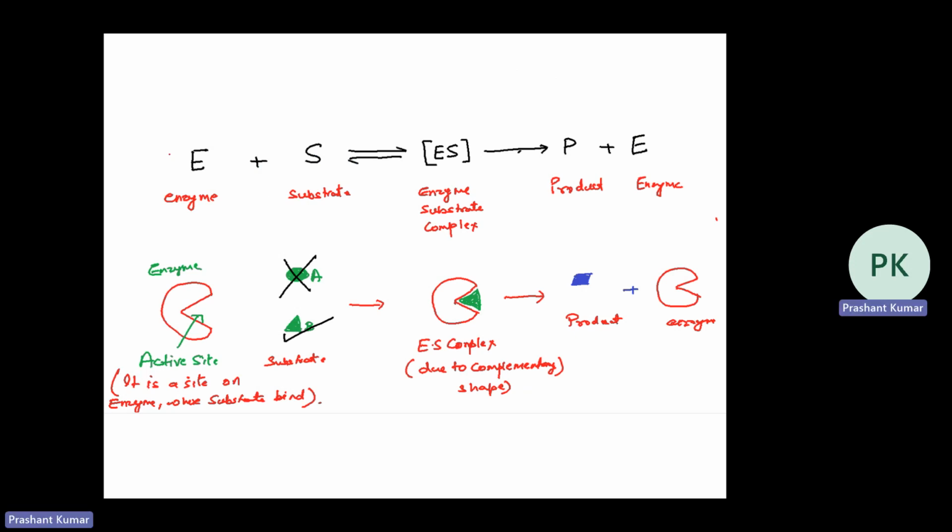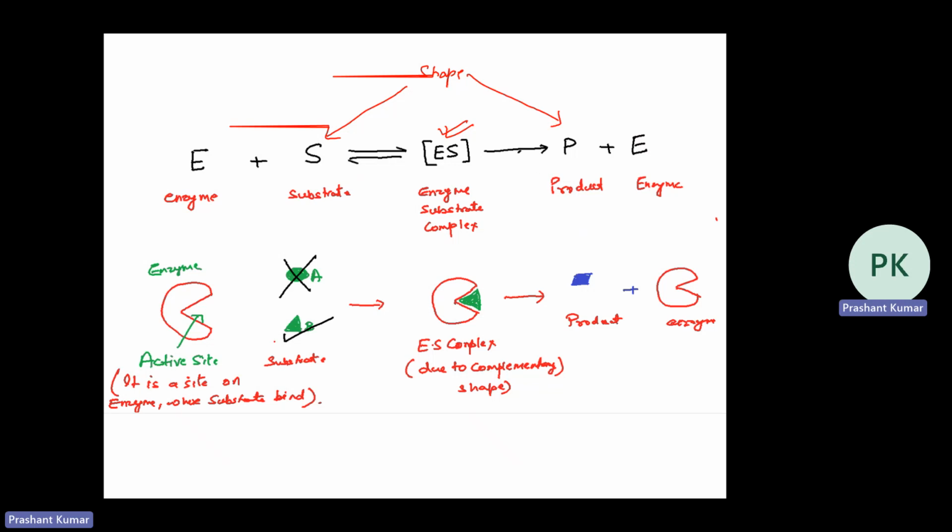So in this slide, I have already given how enzyme combines with the substrate to make a complex. This is the complex. And after that, product is formed. And the shape of substrate and product is not going to match.